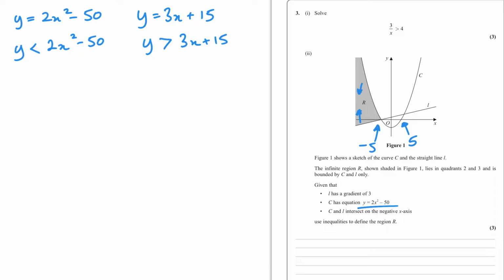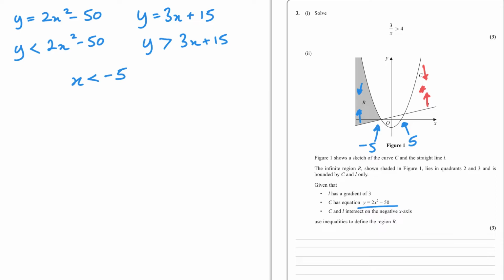Now that does lead us to a little bit of a problem, because if I look at this area here, which I'll mark in red so you can see, this is both below the curve and above the line. So these two inequalities on their own are not going to fully define the region. We need a little bit more. Now we know it needs to be on that point less than -5. So let's add that one in as well. So x must be less than -5.